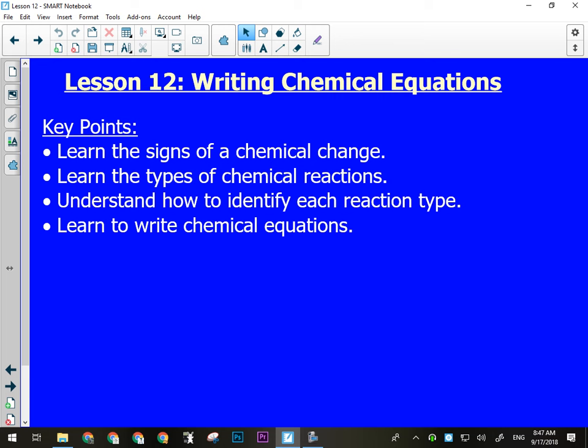All right, so we're going to look at the types of chemical reactions as well. We're only going to go over the 5 basic types. There are subtypes of those types, but we're only going to go over the 5 main types. We're going to look at how to identify each reaction type. They are all considerably different. They all have something unique about them that would make them easy to identify. And then we're going to learn how to properly write a chemical reaction.